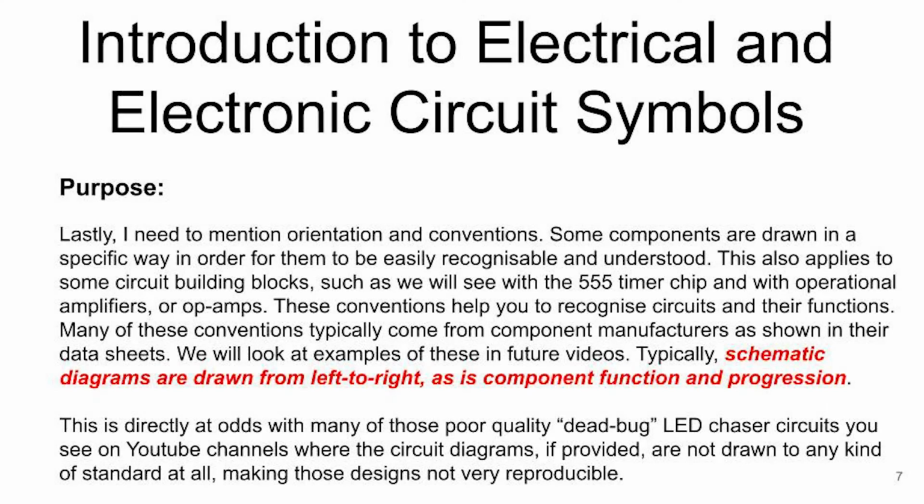Lastly, I need to mention orientation and conventions. Some components are drawn in a specific way in order for them to be easily recognizable and understood. This also applies to some circuit building blocks, such as we will see with the 555 timer chip and with operational amplifiers or op-amps. These conventions help you to recognize circuits and their functions. Many of these conventions typically come from component manufacturers, as shown in their datasheets. We will look at examples of these in future videos.